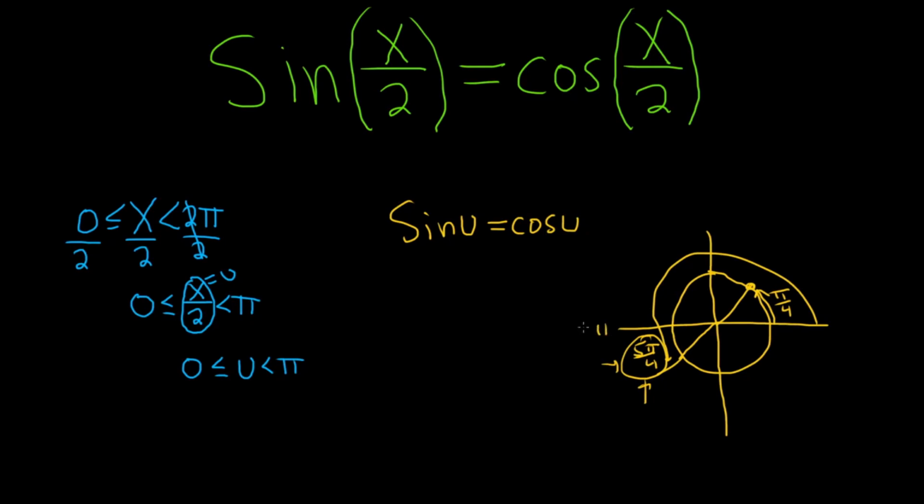However, this is pi, and this is 0, so we don't want this angle. So the only angle we want is pi over 4. That means that u must be equal to pi over 4.